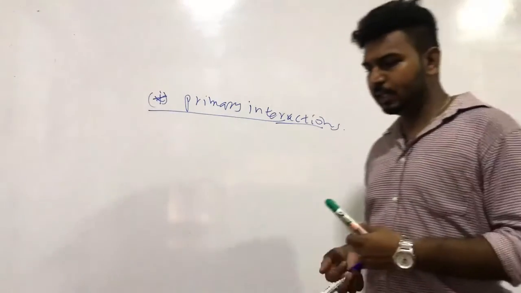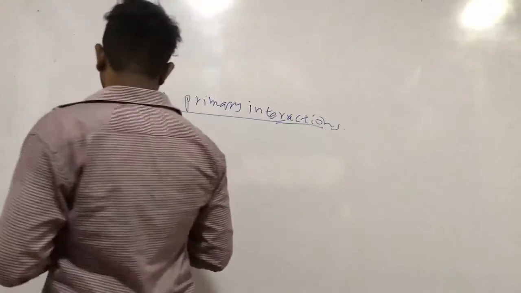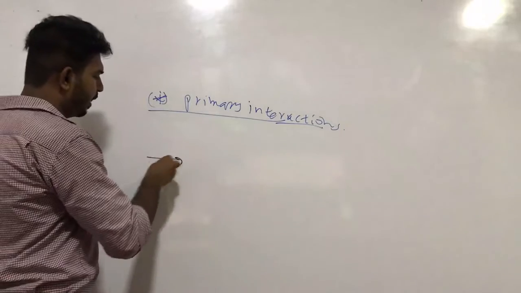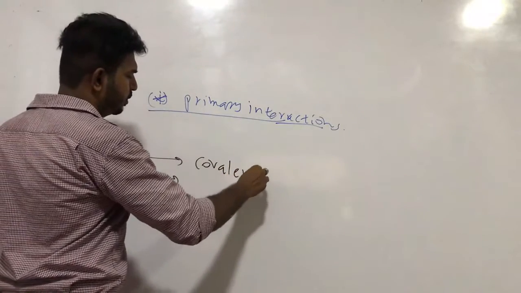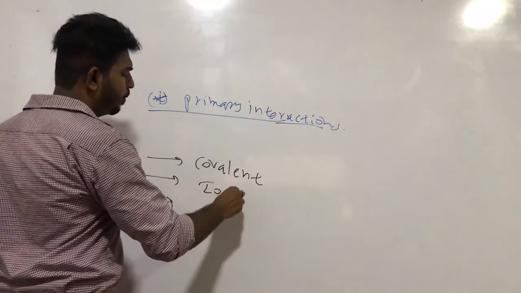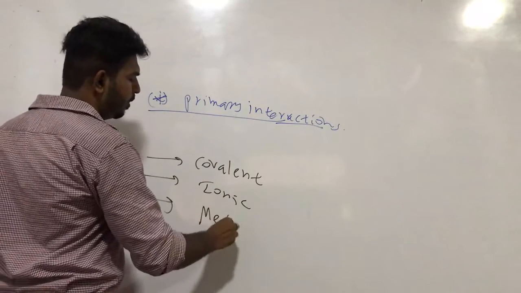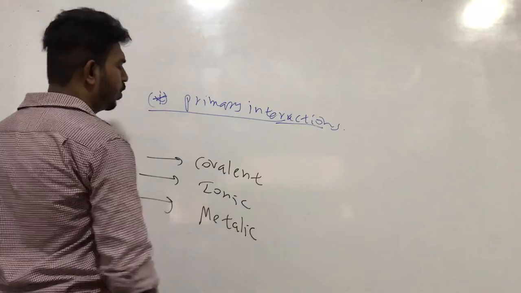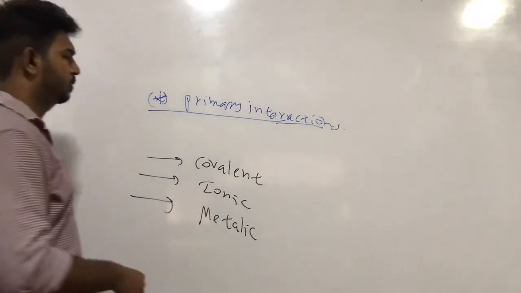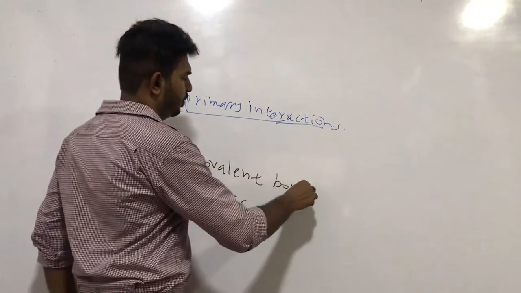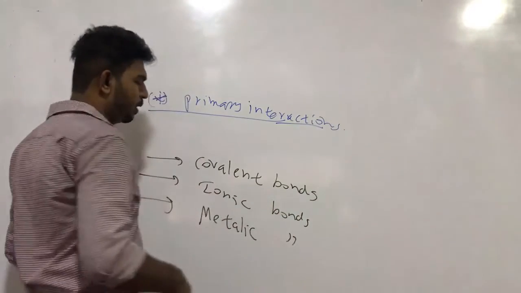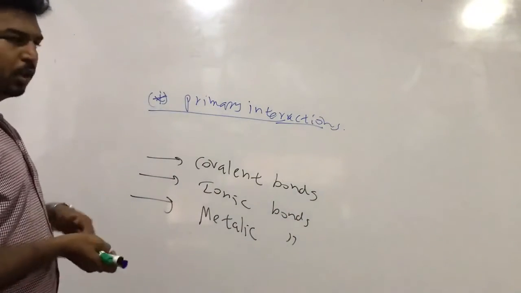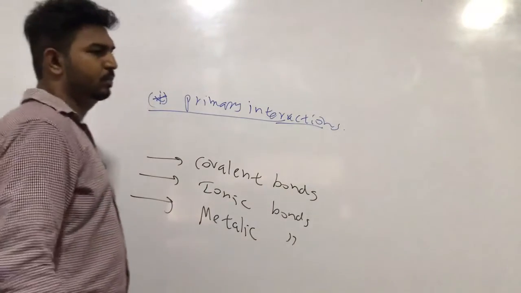So if we consider primary interactions, we know that there are three primary interactions: covalent bonds, ionic bonds and metallic bonds. So please write these three.